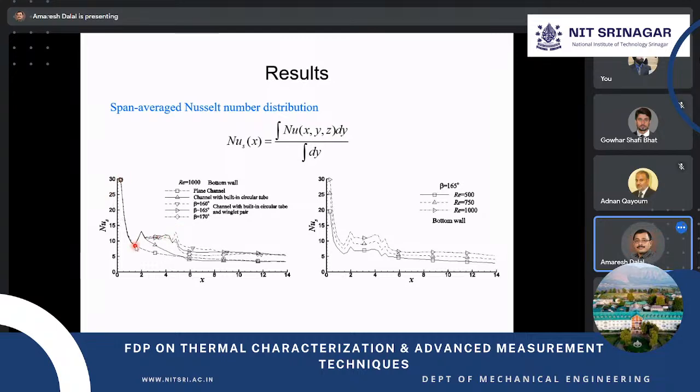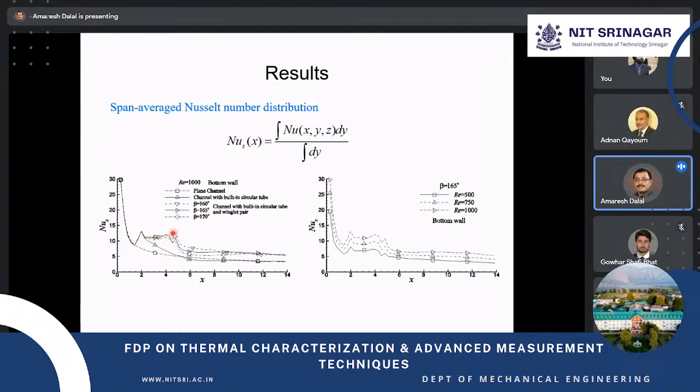So up to this, near the entry region, there is no change. For the plain channel, it decreases, but when you place the winglet, there is a sudden change, again an increase in the heat transfer, and that way it enhances the heat transfer. And you can see along the length, even near the exit, compared to the plain channel or the channel with built-in circular cylinder, there is a high enhancement in the heat transfer. And this shows a particular beta with different Reynolds numbers.